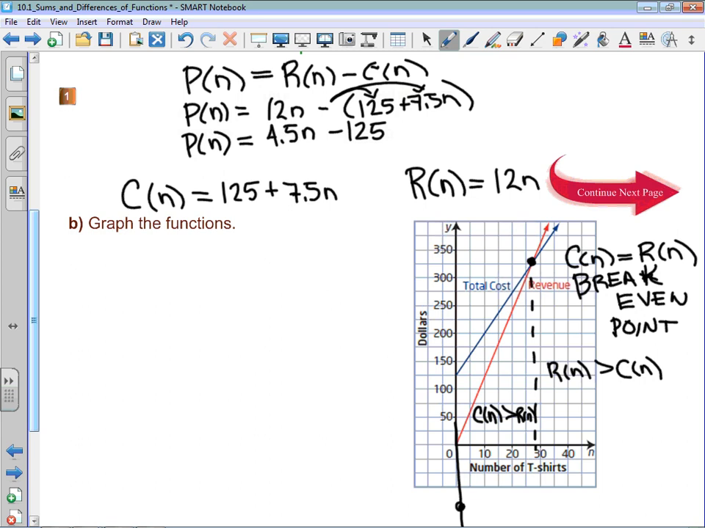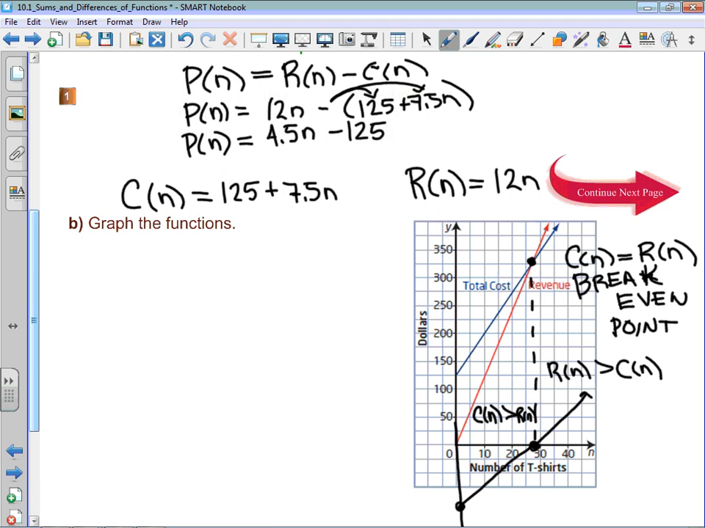But what is important is that profit will be hitting the x-axis at our break-even point, because the break-even point is when C of N is equal to R of N. If R of N and C of N have the same value, then the difference between them is 0. So it does make sense that that's going to hit at 0, and that does change our function just a little bit. I'm going to do this a little bit different way.